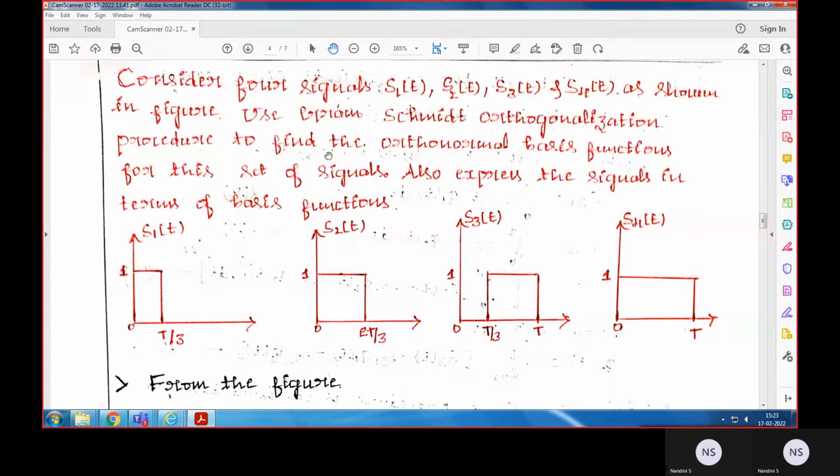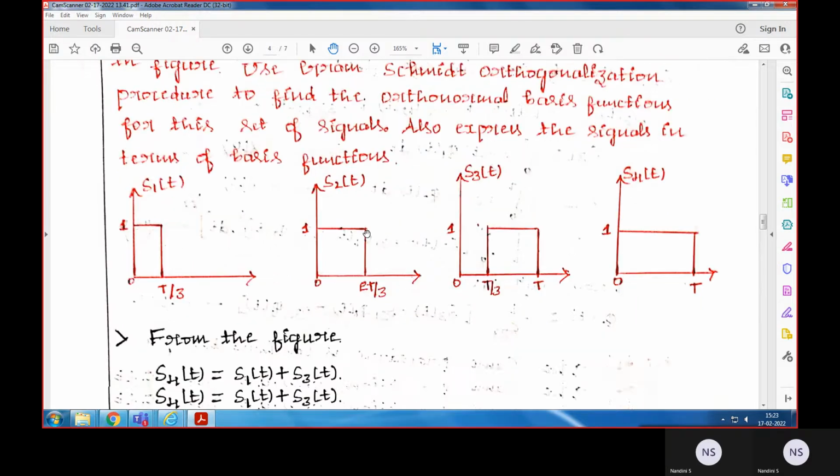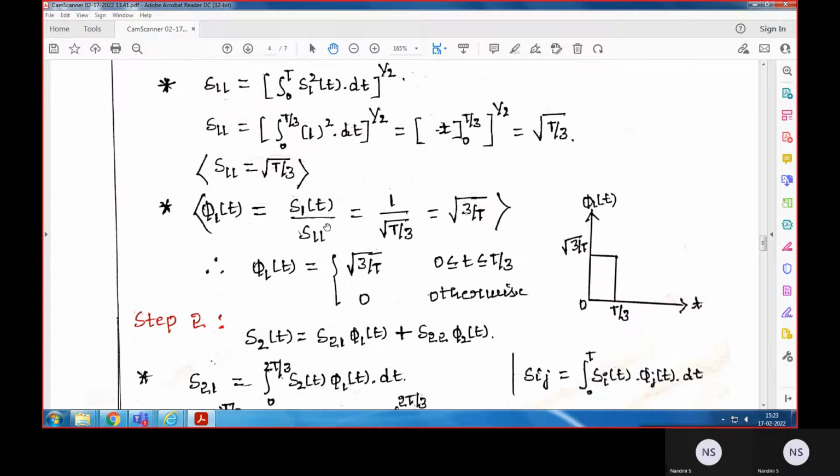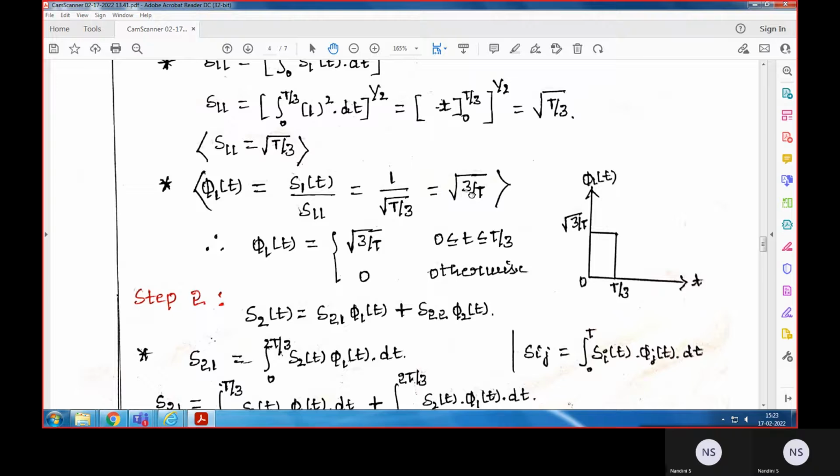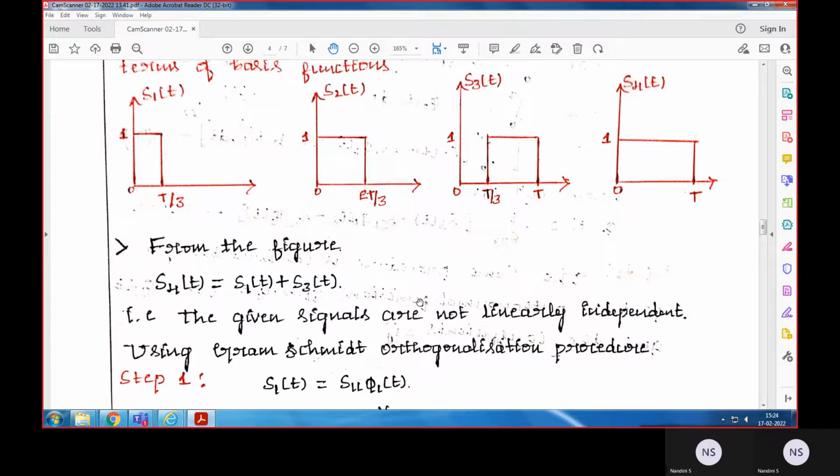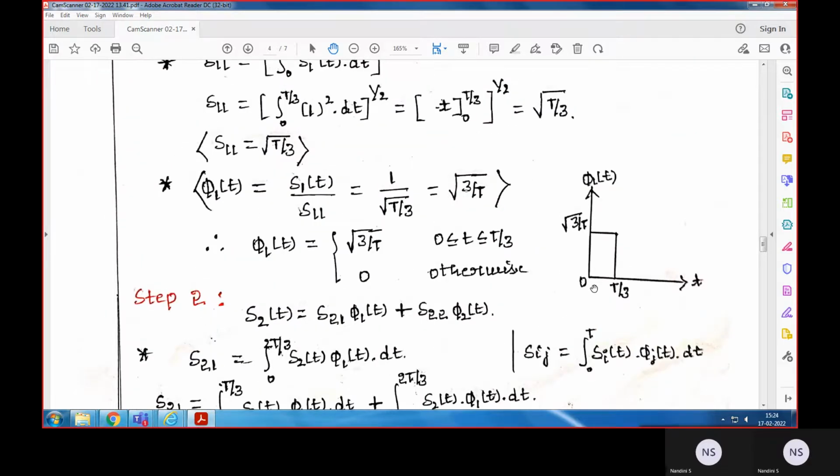Here in the problem, they have mentioned that you have to find the orthonormal basis functions for this set of signals, and then express the signals in terms of the basis functions. The basis functions are phi1 of t, phi2 of t, phi3 of t. Now phi1 of t is equal to root of 3 by T in the interval 0 to T by 3, which is the given interval, and it is 0 otherwise. So this phi1 of t is written here. I told you to draw the same for the given signals. You have to write the basis functions: phi1 of t in the range 0 to T by 3 has the value root of 3 by T. From this value you can calculate S11 also.